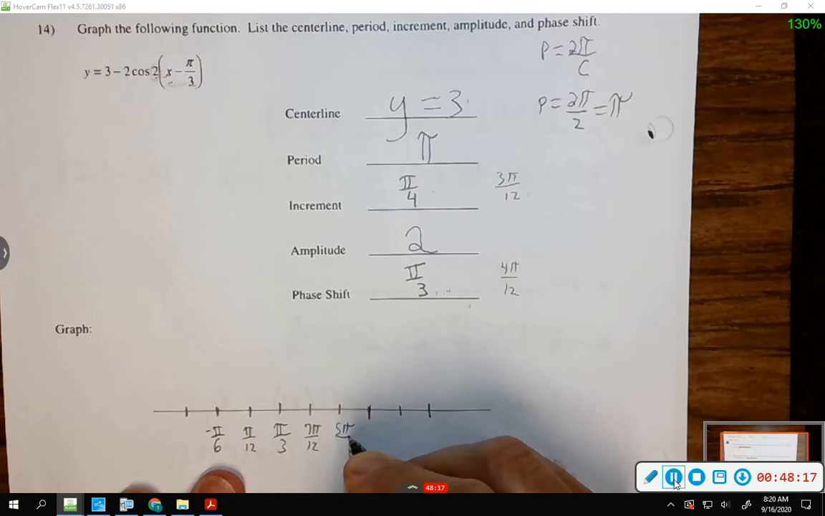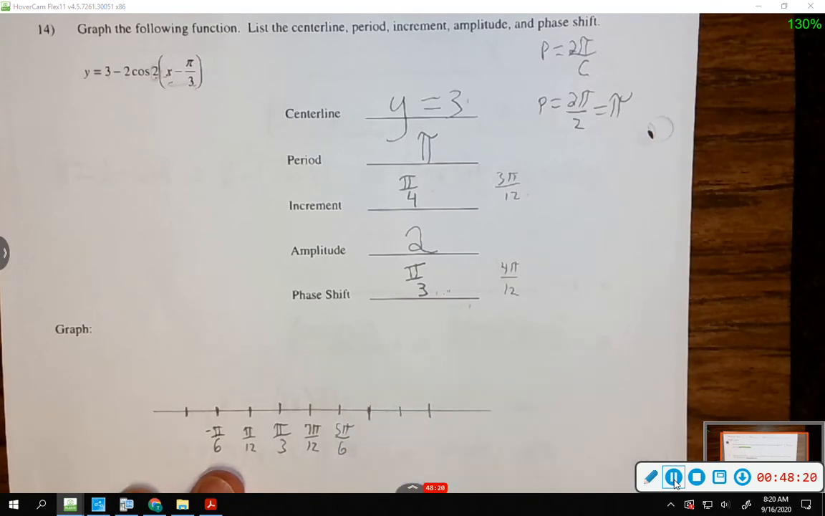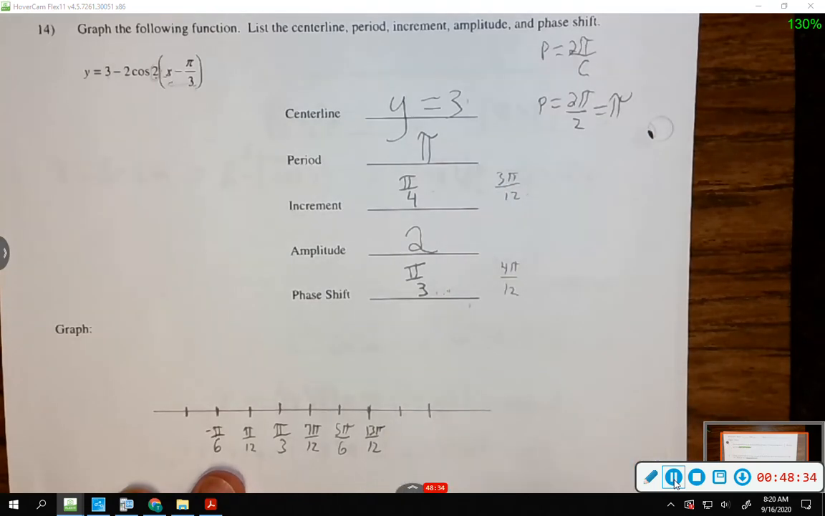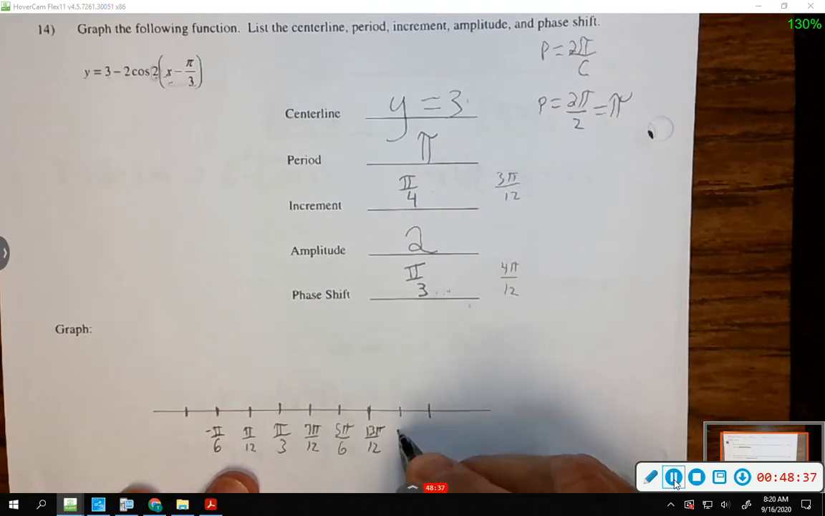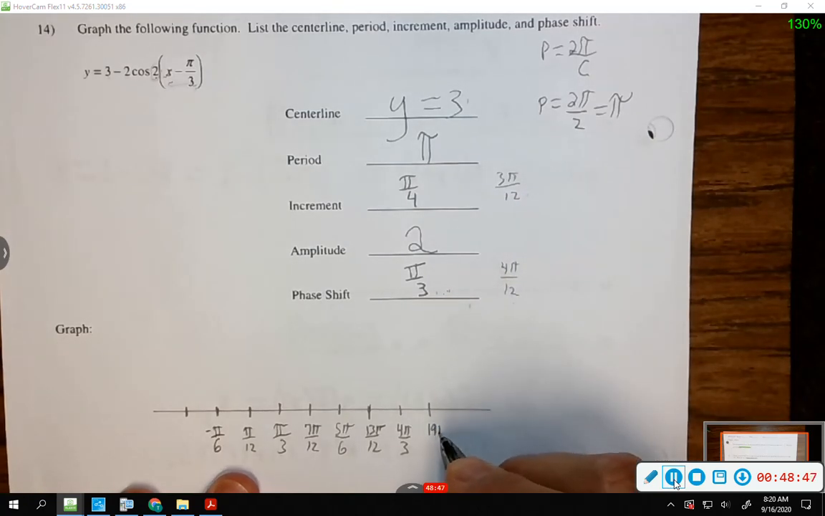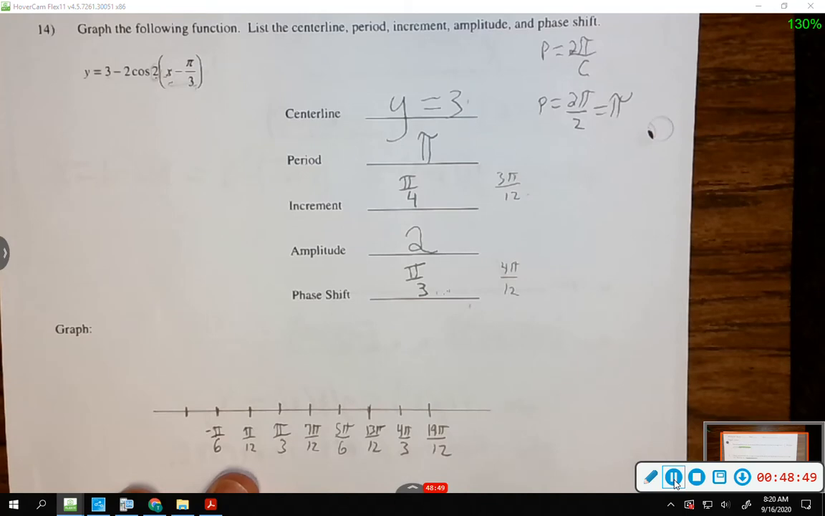I could keep going here, and I'm going to do this just so you get used to the fractional part. 10 pi over 12 plus 3 pi over 12 is 13 pi over 12. 13 pi over 12 plus another 3 pi over 12 is 16 pi over 12, which reduces to be 4 pi over 3. 16 pi over 12 plus another 3 pi over 12 is 19 pi over 12. And I could keep going. As long as you give one period, that's good.